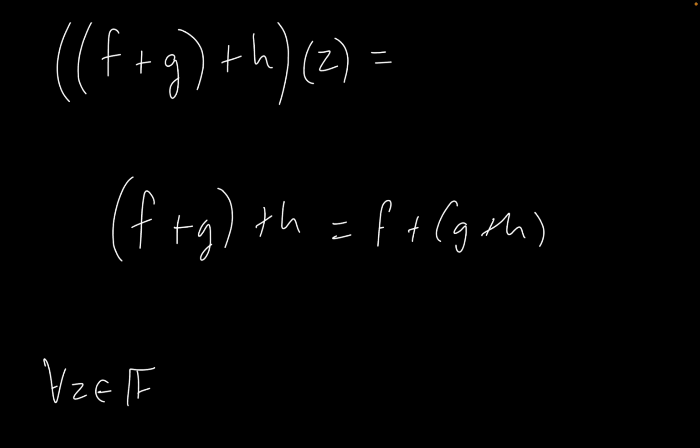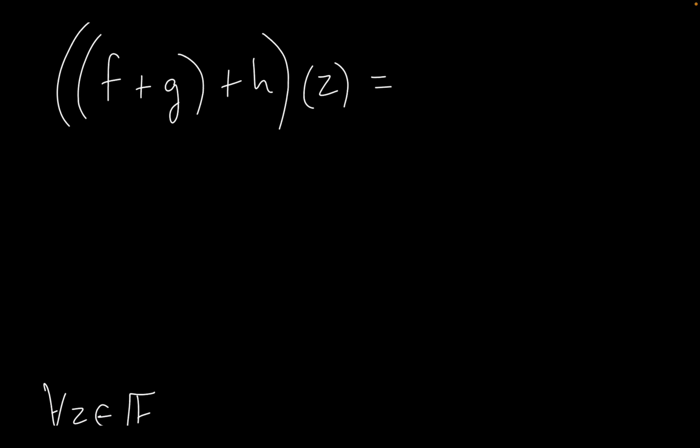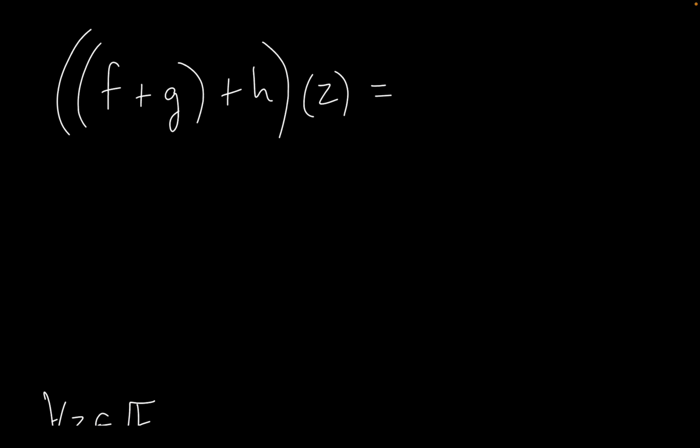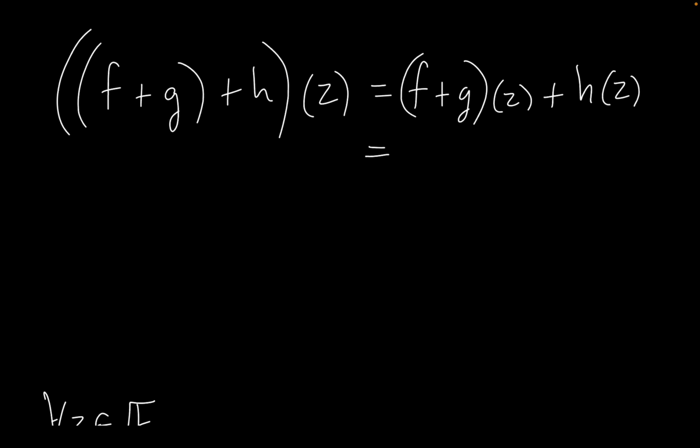So to prove that these two functions are equal, what we're going to prove is that their outputs are equal to each other for every single possible input. So (f + g) + h of z is equal to, well, the way we defined our addition operation, we can just say this is equal to (f + g) of z plus h of z. So essentially using the definition as we defined it there. So now f plus g again is something we can break down. So this is equal to f(z) plus g(z) plus h(z).